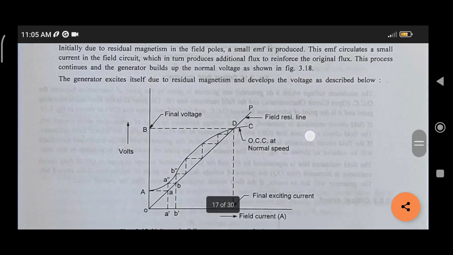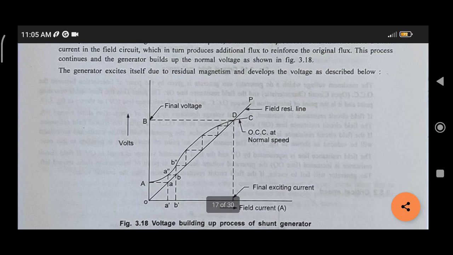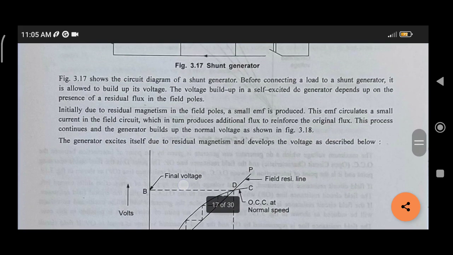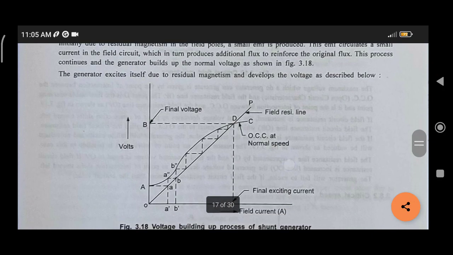Here you can see that we have two axes. On one axis we have volts, and on the other axis we have the field current. This portion OA is the residual voltage, or the EMF due to the residual flux. This residual flux helps the generator excite itself at the start.